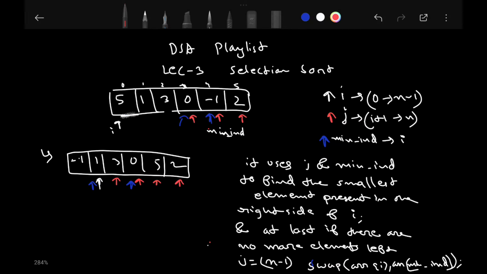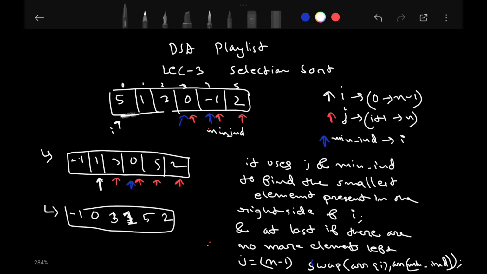We will swap our current minimum with our ith index, right? So what gives us the resultant array? Minus 1, 0, sorry, this will be 3, this will be 1, 5, and 2, right? Just let me write it clearly for you. Minus 1, 0, 3, 1, 5.